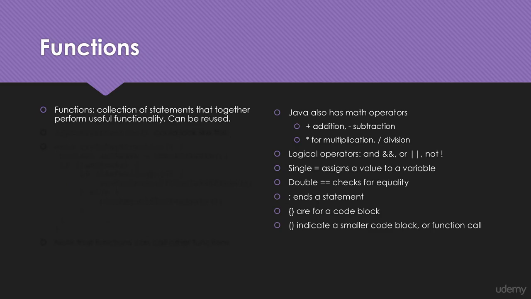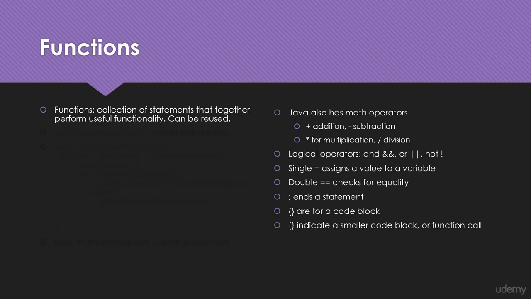Functions. Before I go into functions, Java also has math operators like the plus or minus for addition and subtraction, star for multiplication, slash for division. It has logical operators such as the AND, which is represented by a double ampersand, OR, which is represented by 2 pipes, and the NOT, which is represented by an exclamation mark. The logical operators are often used to group various conditions together and check for all of them or one of the many or not of a certain condition. A single equals, like you saw in the previous 2 slides, assigns a value to a variable.